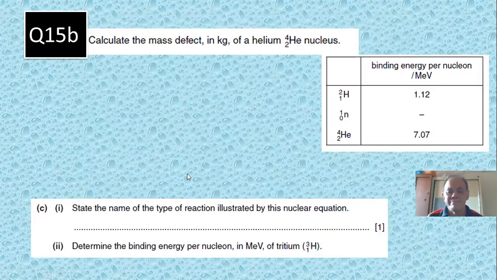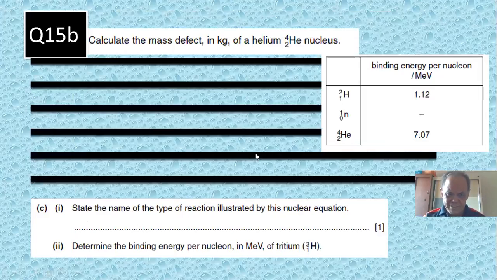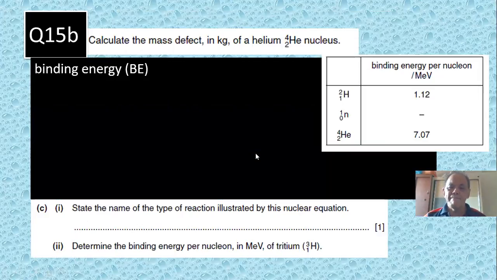Calculate the mass defect. Okay, so you will probably be wondering how to calculate that. But they have given you the binding energy, so they wanted to work backwards. Okay, so from binding energy given, there are 4 nucleon, so we must times 4 this one. And then change it to joule.